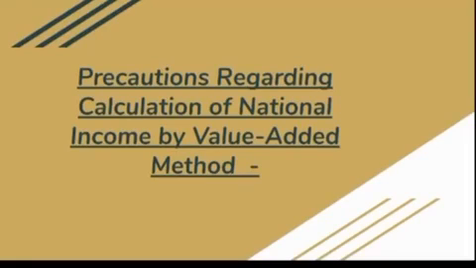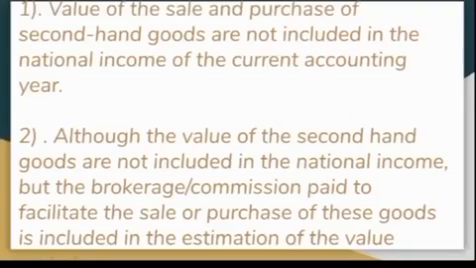Now while calculating the value of national income, we have to keep some points in mind. So these are the precautions. The first point here says that we have to include only the original sale and purchase of goods and not the second hand sales, because at the first time only its value will be added. So second hand sales and purchase will not be included in the calculation.